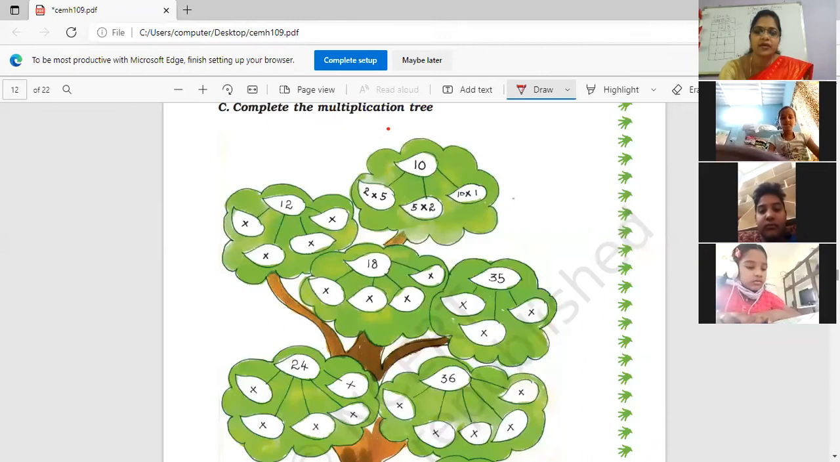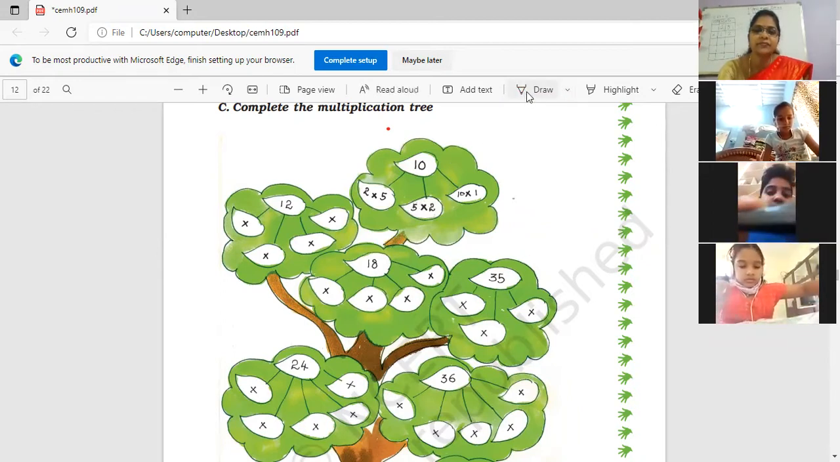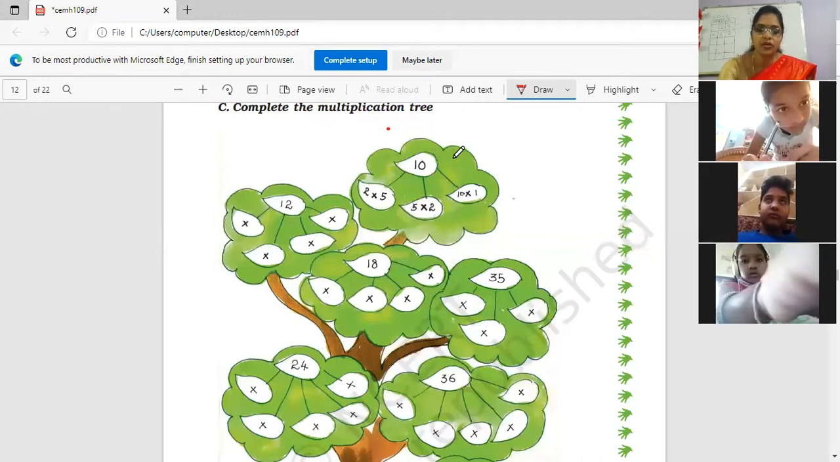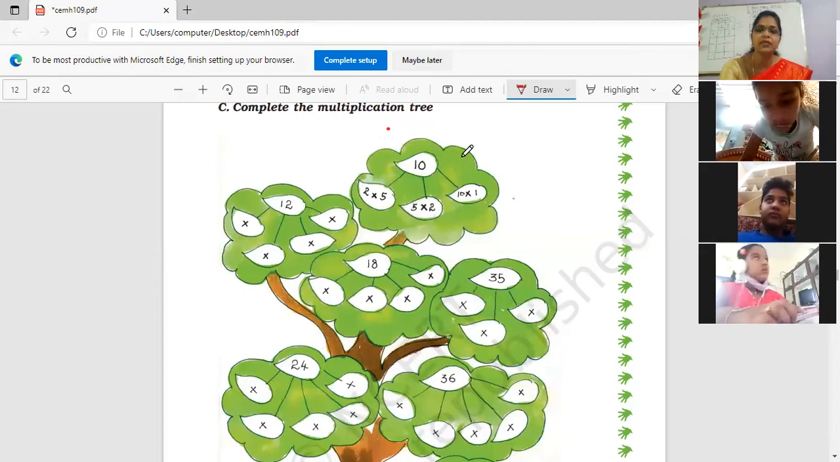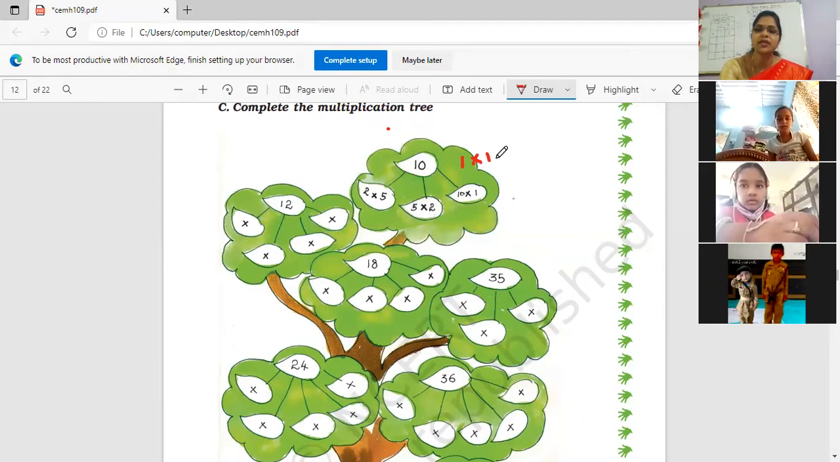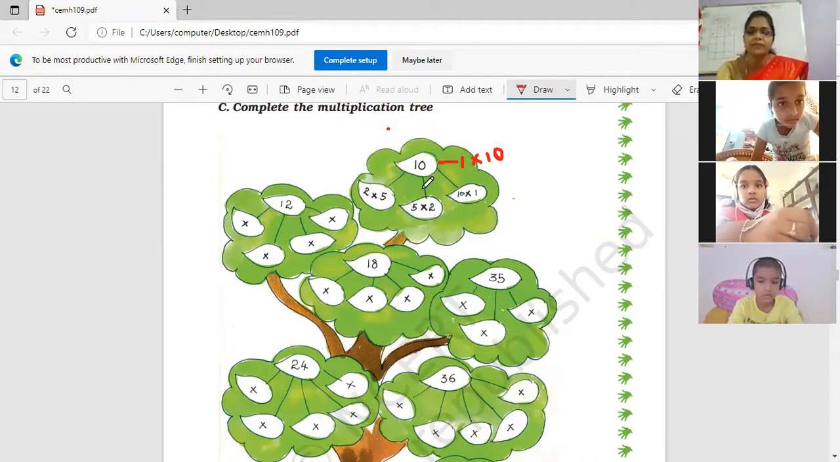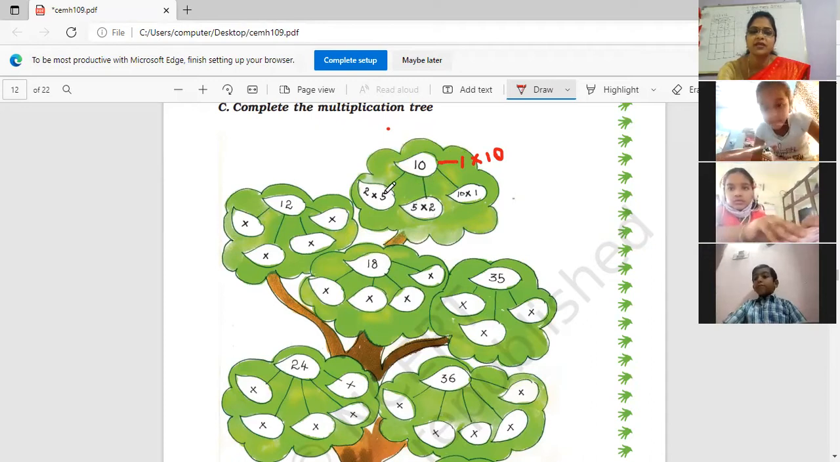Now see here, in this multiplication tree, already one example is given, number 10. Here we are trying to find out in which table we get 10. Right from the first table you can find out. What is 1 tens? 1 tens are 10. So 10 can be written as 1 tens are 10. In the 2 table, where do you get 10? 2 times 5 is 10. So 2 fives are 10.